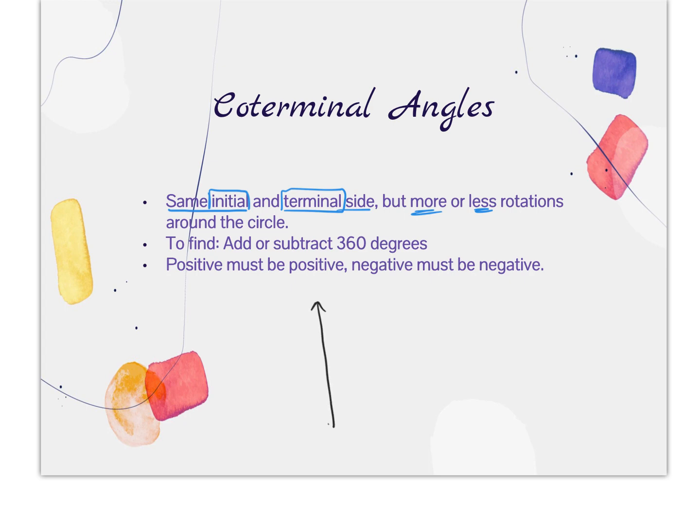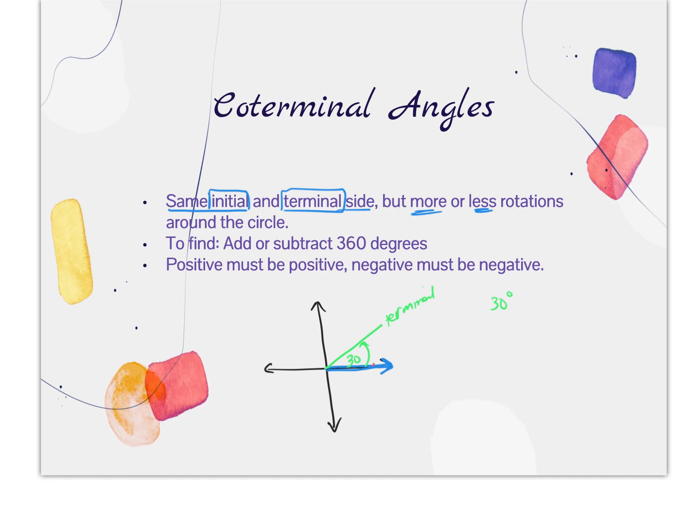Let's say I come over to here and I start here with my initial side, and I'm going to go, just like we talked about, 30 degrees. Okay, so this is my terminal side. So what if I start with 30 degrees and I want to know more angles that are coterminal? In other words, more angles that end at 30 degrees.